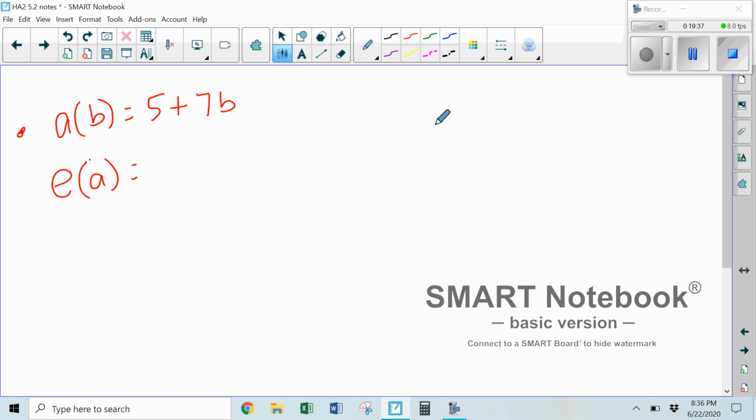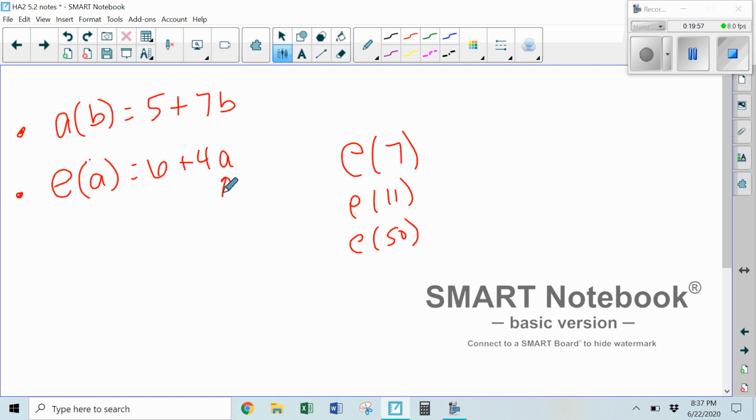Okay, I have another function. This is going to be, let's say, 6 plus 4a. So in this function, can we all find E of 7, E of 11, E of 50? Sure, we go to this E function, and it says to input 7 or 11 or 50, depending on the job. Now, I have 2 functions here.